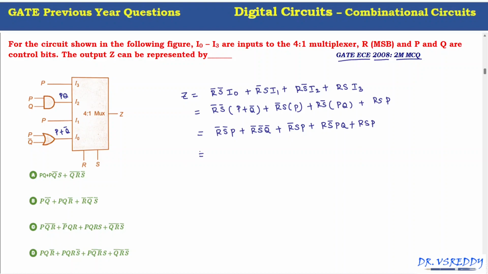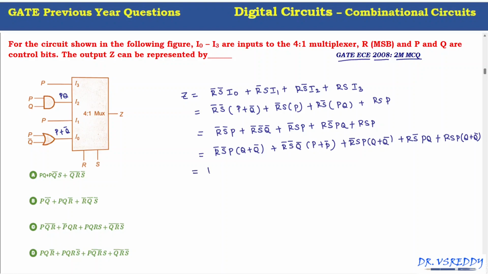So we can write in standard form. Here we have 4 variables, right? So the inputs to the 4 to 1 are functions of 2 variables. We can write R bar S bar Q bar plus P plus P bar... Q plus Q prime is 1. So R bar S P (Q plus Q bar), the remaining variable is Q here. So R S bar P Q, and R S P (Q plus Q bar).